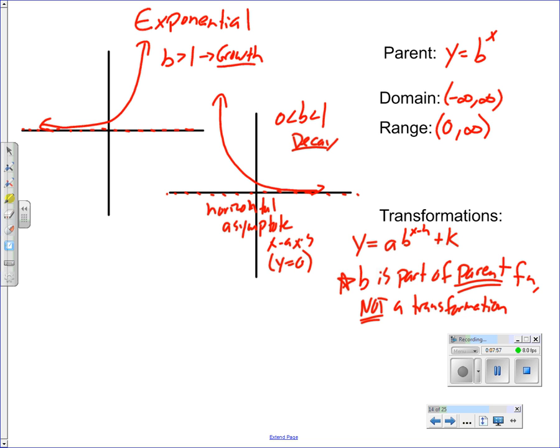When we add these transformations to the exponential function, it will not change our domain. So the domain will not change. But we can change the range if we shift it up or down or reflect over the x-axis. That will change the range for the function.